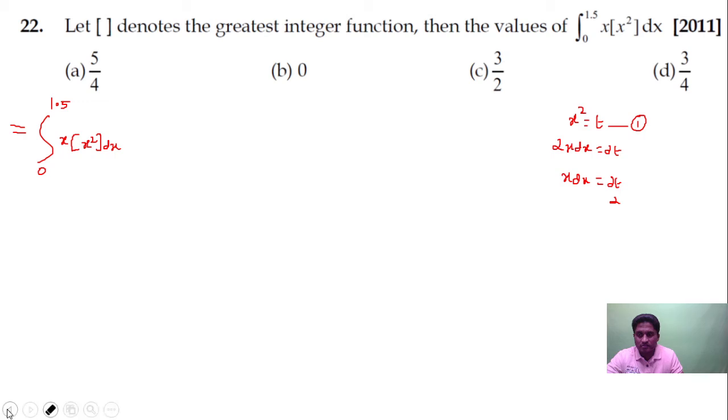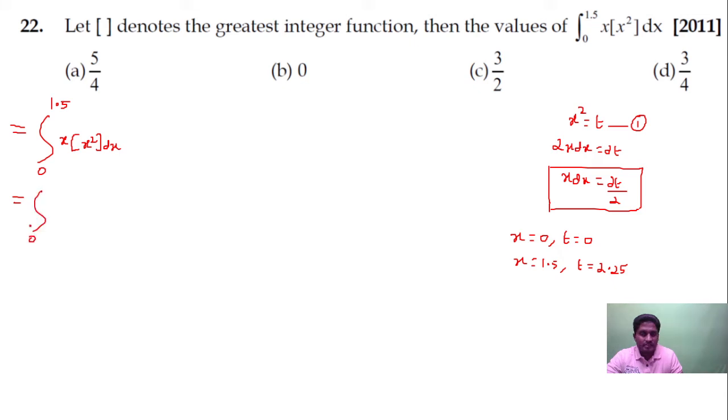When x is equal to 0, t is equal to 0. When x is equal to 1.5, t is equal to 2.25. So this is equal to integration from t is 0 to t is 2.25 of box t. Since x square is equal to t, x dx is dt by 2, so this is half of dt.